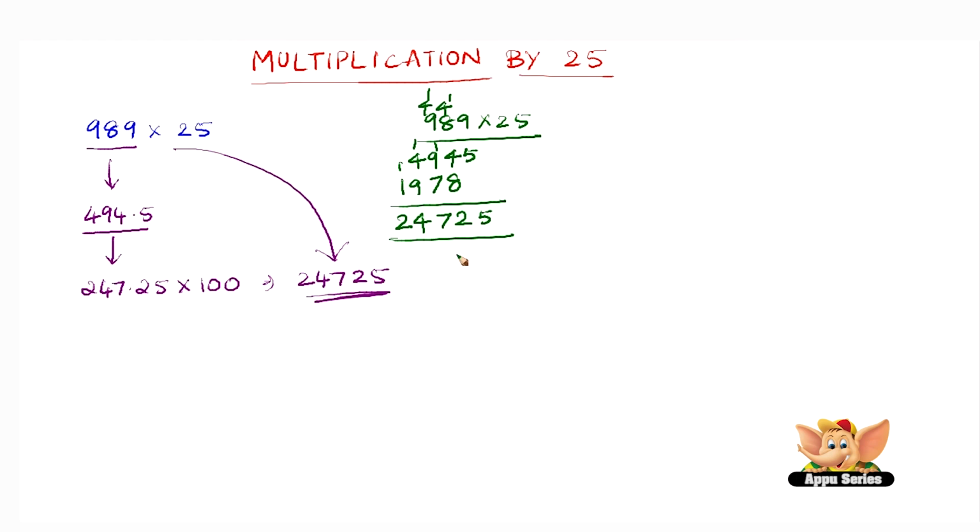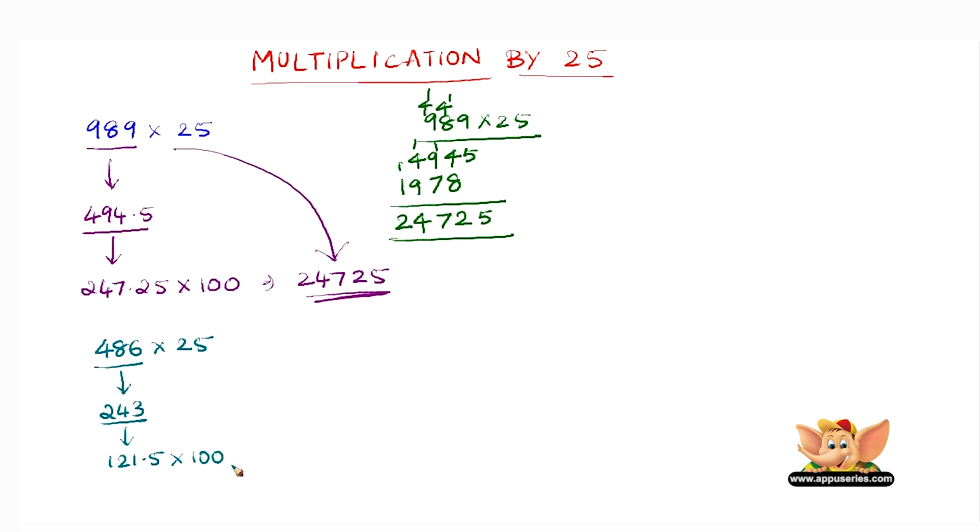Let us quickly do another example, as it does not take any time at all. It hardly takes any time. So let us multiply 486 by 25. So quickly find the half of 486, which is nothing but 243. And again find the half of 243, which is nothing but 121.5. And multiply 121.5 by 100.